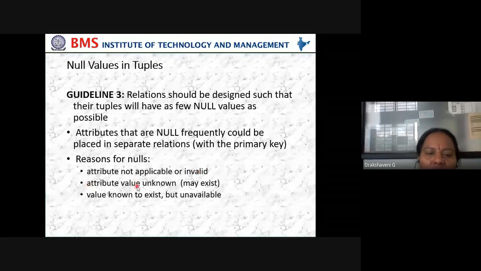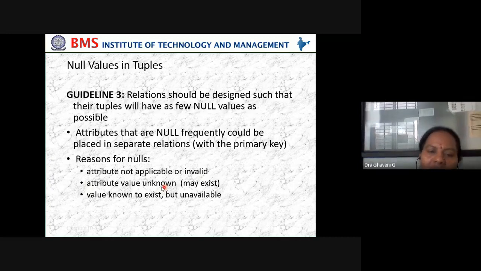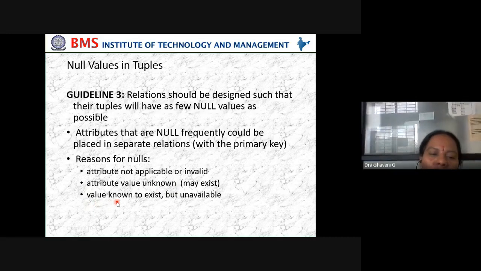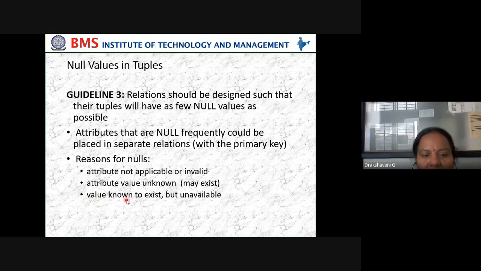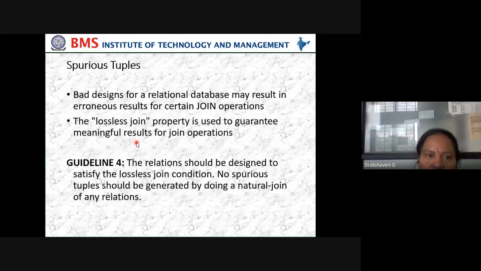In the same way, attribute value unknown. Now, how many students, 50 plus? I don't have all your 50 plus phone numbers. As I'm taking DBMS, I don't know, so I say I don't know. Then value known to exist but unavailable. That's what guideline 3 says to us.